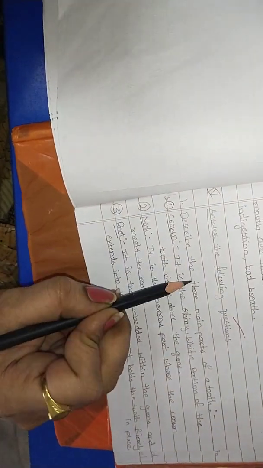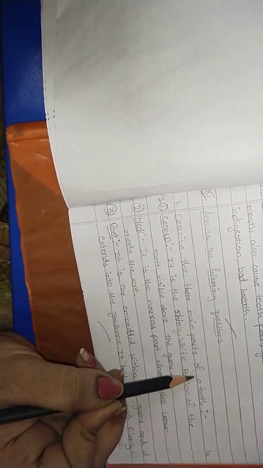Okay. Next, the fourth Roman essay question, see children: describe the 3 main parts of a tooth. First one, crown. It is the shiny white portion of the tooth visible above the gums. If you observe the tooth picture, you will know the crown. Yes, children, this is the crown, and below the crown we can see the neck.